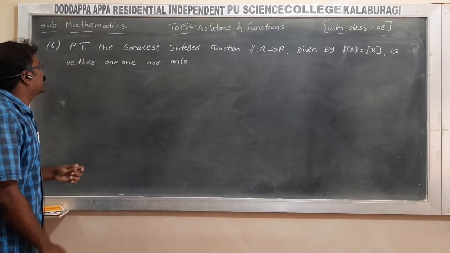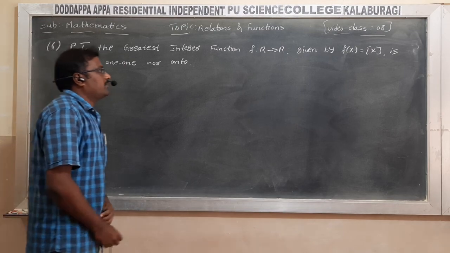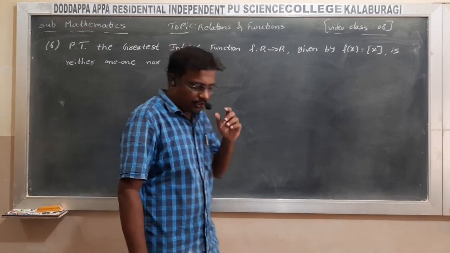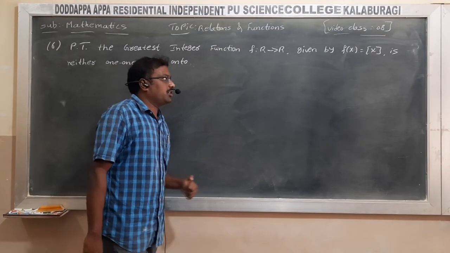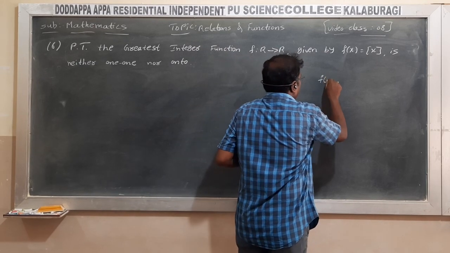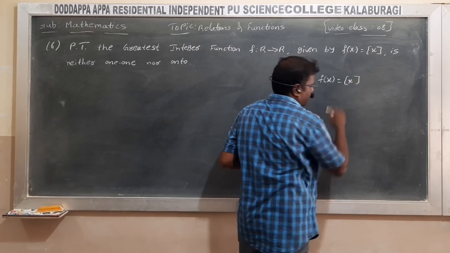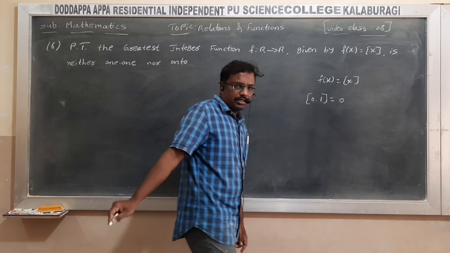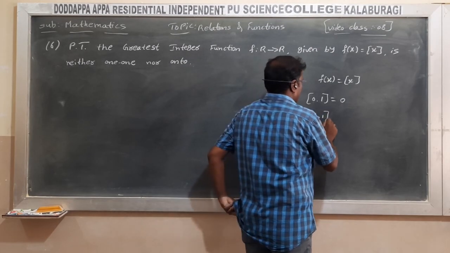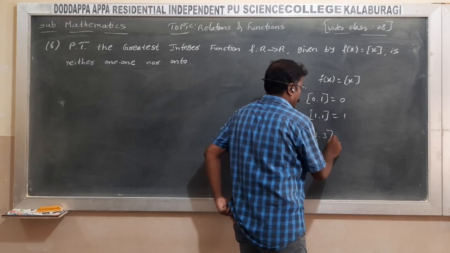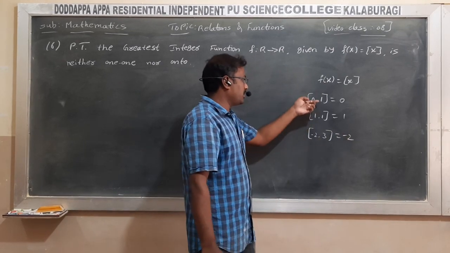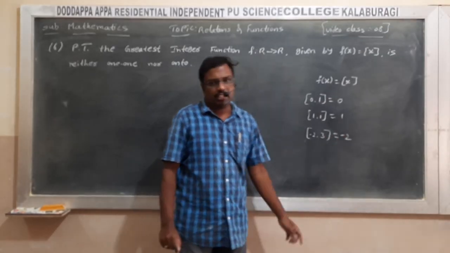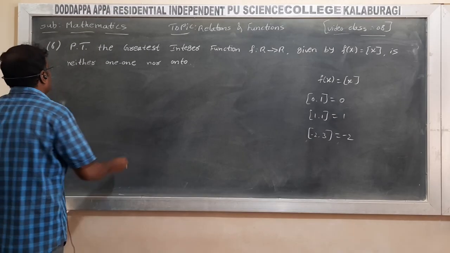Okay, next problem, this is very important. The greatest integer function f from R to R given by f of x equal to step of x is neither one-one nor onto. Before starting this problem, first we have to discuss what we mean by the greatest integer function. Very simple. If you take 0.1, what is the answer? 0. For 1.1 we get 1, and for minus 2.3 we get minus 3. So you take the integer value just below the number, for example minus 2.3 gives minus 3. Now you can solve the problem.